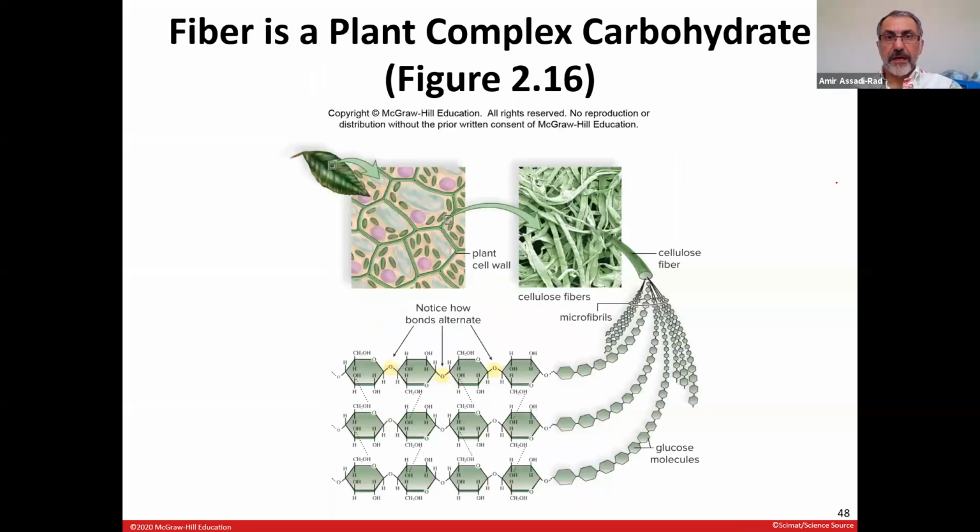Okay, the cellulose is a different story. The cellulose is a fiber that we cannot digest. I'm not going to go into alpha and beta linkage. You're not taking Bio 1, but cellulose is also a complex carbohydrate. Plants make them, and then we eat them in order to have a better breakdown.